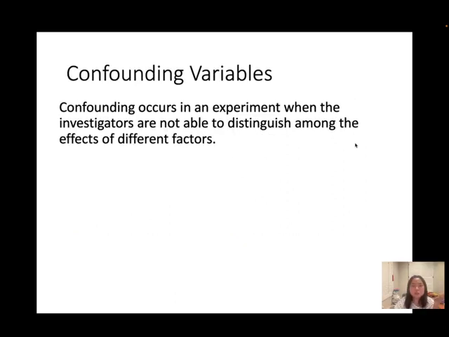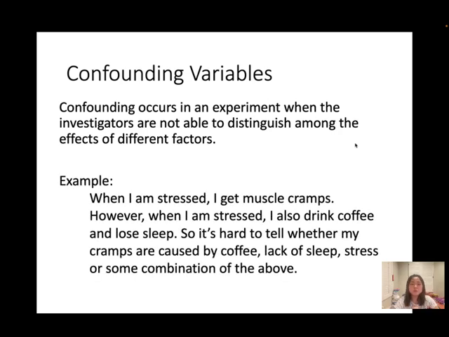Confounding occurs in an experiment when the investigators are not able to distinguish among the effects of different factors. For example, when I'm stressed, I get muscle cramps. However, when I'm stressed, I also drink coffee and lose sleep. So it's hard to tell whether my cramps are caused by the coffee, lack of sleep, stress, or some combination of the above. So we call this confounding.